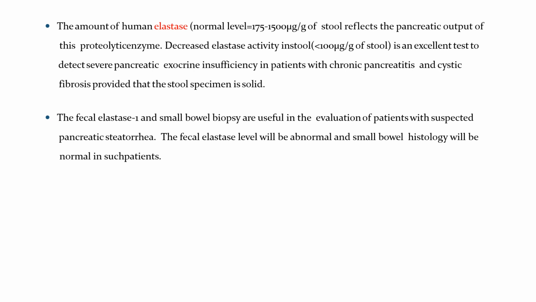The decreased elastase activity in the stool, that is less than 100 microgram per gram of the stool, is an excellent test to detect severe pancreatic exocrine insufficiency in patients with chronic pancreatitis and cystic fibrosis, provided that the stool specimen is solid. The fecal elastase 1 and small bowel biopsy are useful in the evaluation of patients with suspected pancreatic steatorrhea. The fecal elastase level will be abnormal and small bowel histology will be normal in such patients.